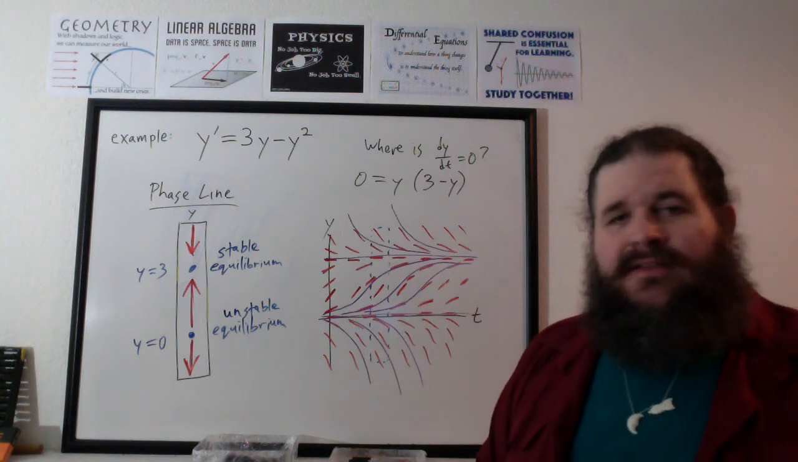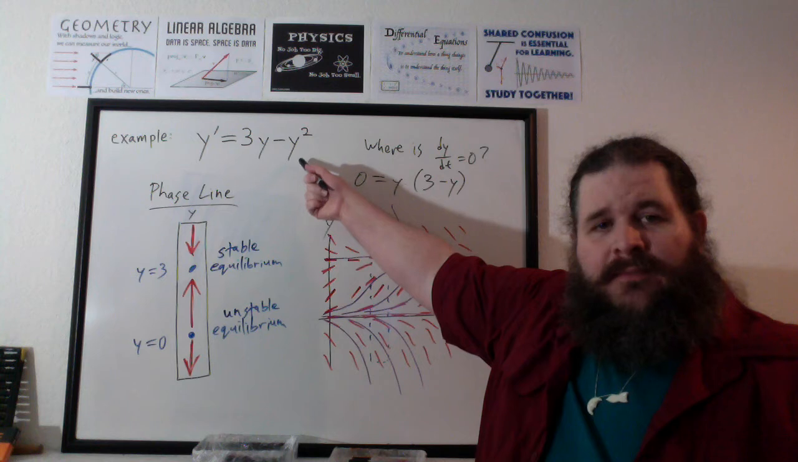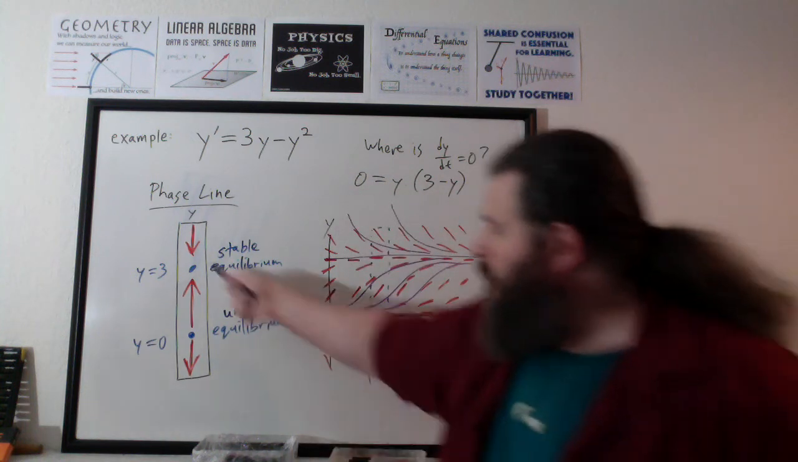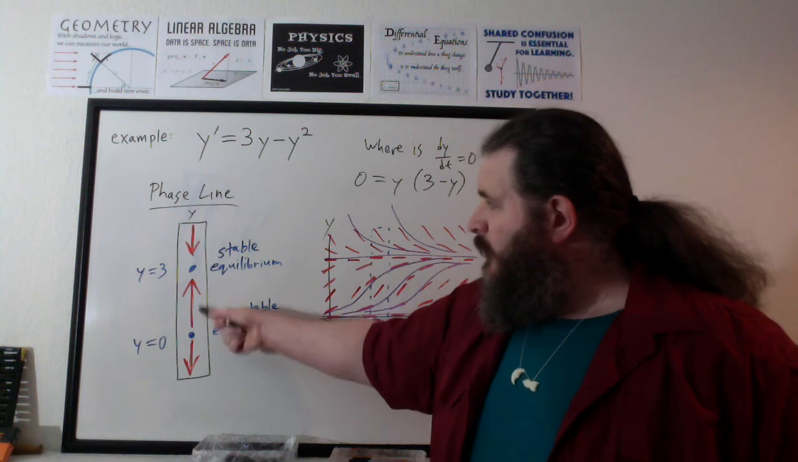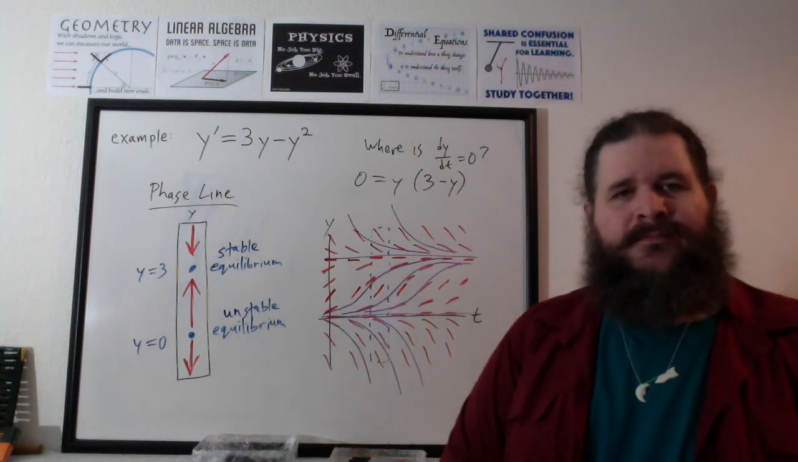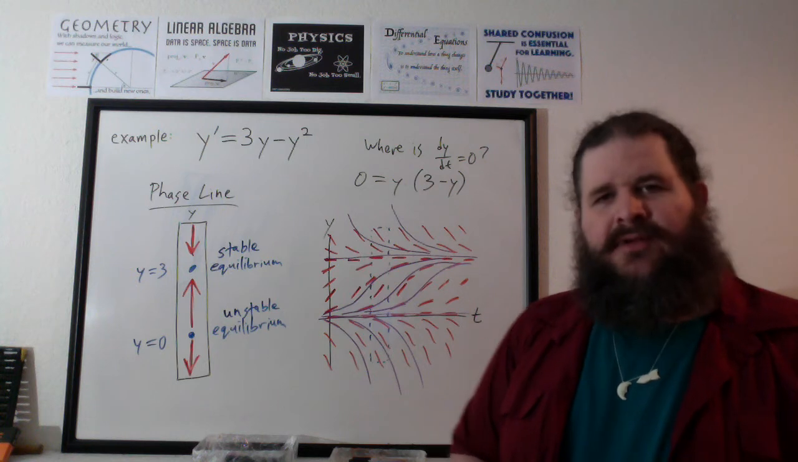So that's the general idea there. We take a differential equation that's autonomous, identify the equilibrium solutions by setting y prime equal to 0, mark those on a phase line, figure out what's going on in the in-between regions, and then it's fairly easy to turn that into a direction field. Let's try out another example while we're at it.